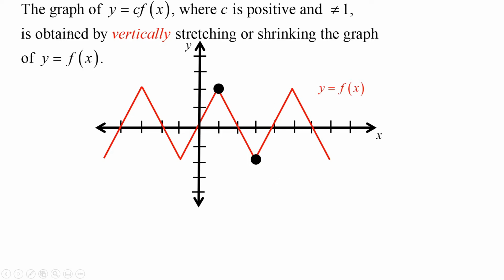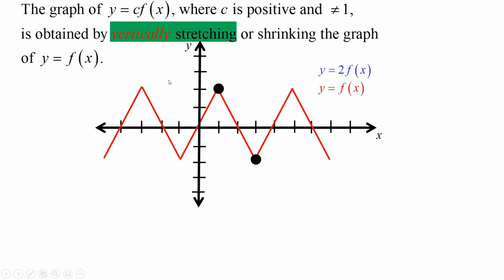So, the graph of y equals c times f of x, where c is positive and does not equal 1, because if I multiply anything by 1, I'm not changing it, is obtained by vertically stretching or shrinking the graph of y equals f of x. So if I take my function and I multiply it by any number c that does not equal 1, I'm either going to stretch the function vertically or shrink it vertically.